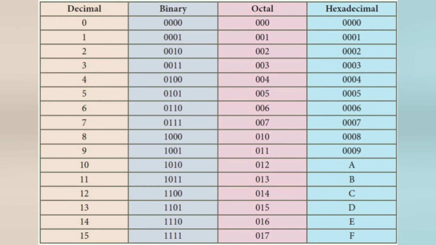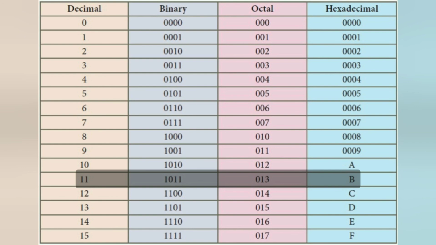Now look at this chart. You will get a clear picture of the numbering system. See, decimal numbers 0 to 15 are written in the first column, in the second column binary numbers, third column octal and fourth column hexadecimal numbers. Now for example, look at the decimal number 11. The same number is represented as 1011 in binary, 013 that is 13 in octal and B in hexadecimal.